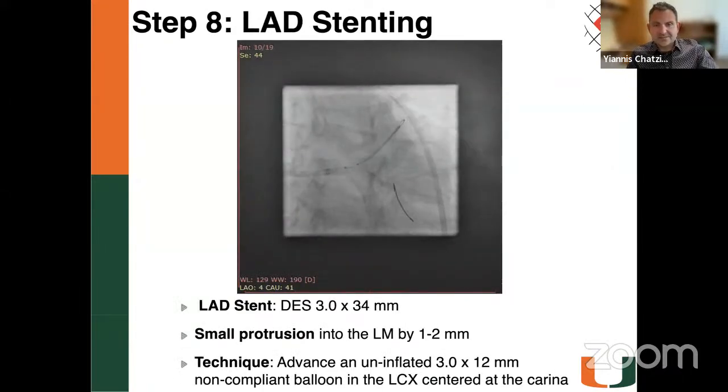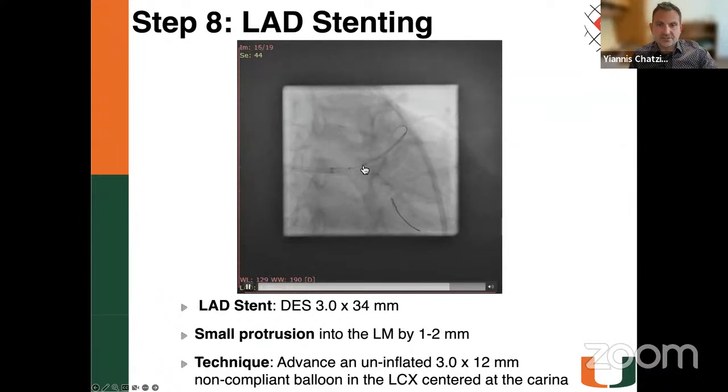And then what's next? Time now for the main vessel stent with a small protrusion by a couple of millimeters, as shown here, into the left main, and then keep the uninflated balloon in the side branch, in the stented circumflex.